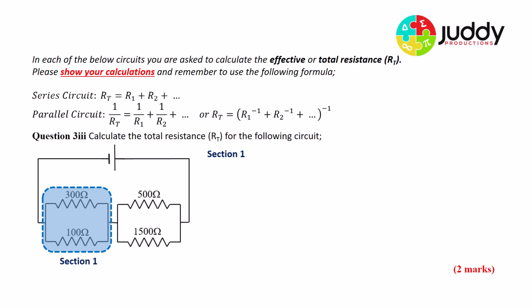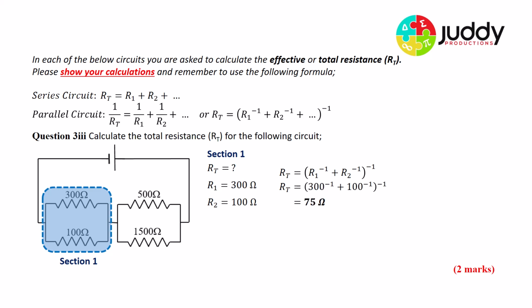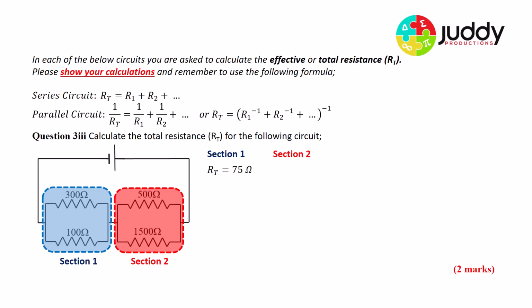There's 2 sections here. Section 1, which I've highlighted in blue, is clearly a parallel. It's got a 300 ohm and a 100 ohm in parallel. So we want to know what's the total resistance just for that section 1 by itself. First resistor is 300, second resistor is 100. Putting in the equation for parallel resistors for just 2 components, we end up with a total resistance of 75 ohms. So section 1 has a total resistance of 75.